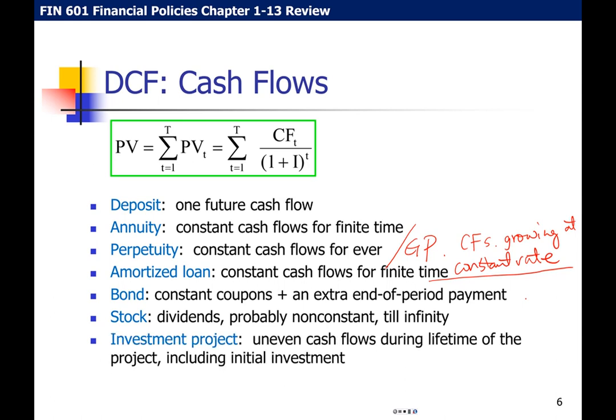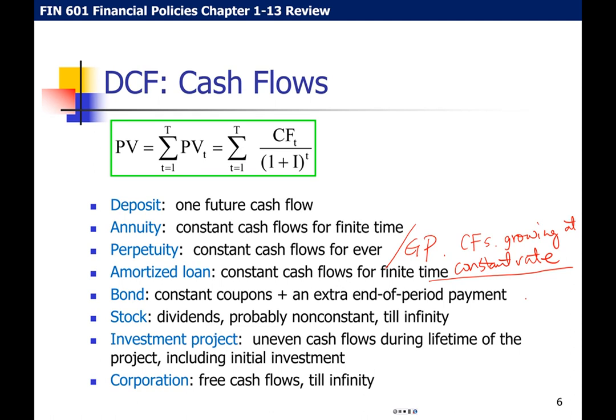And next, the investment projects. Those are uneven cash flows during the lifetime of the project. Sometimes it can even be negative. And then you should make sure to consider the initial investment when you're valuing an investment project.